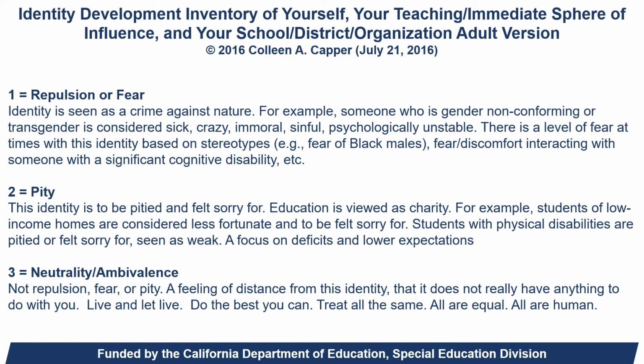It is believed that there are 6 different approaches to various identities. We can approach others from either a place of repulsion and fear, where identity is seen as a crime against nature. We can come from a place of pity, feeling sorry for the other person or for their identities. We can come from a space of neutrality and ambivalence, not having a repulsion, fear, or pity, but instead taking the stance of, I don't really know or understand that identity, and it doesn't affect me. So I'll just carry on treating everyone the same.